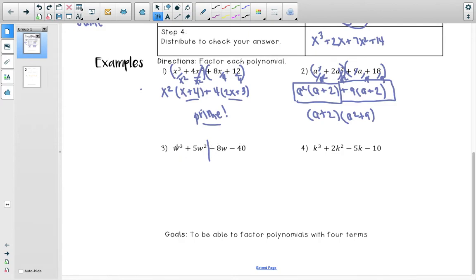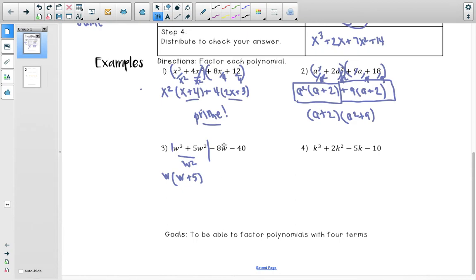Okay. 1 is a coefficient, no useful greatest common factor, but they both have a w squared, and that's what we'll take out. Which means you're dividing this whole thing by w squared. I'm just getting lazy, so I wrote it once. If you divide this by w squared, you get w. And if you divide 5w squared, you just get 5, because the w squared goes away.